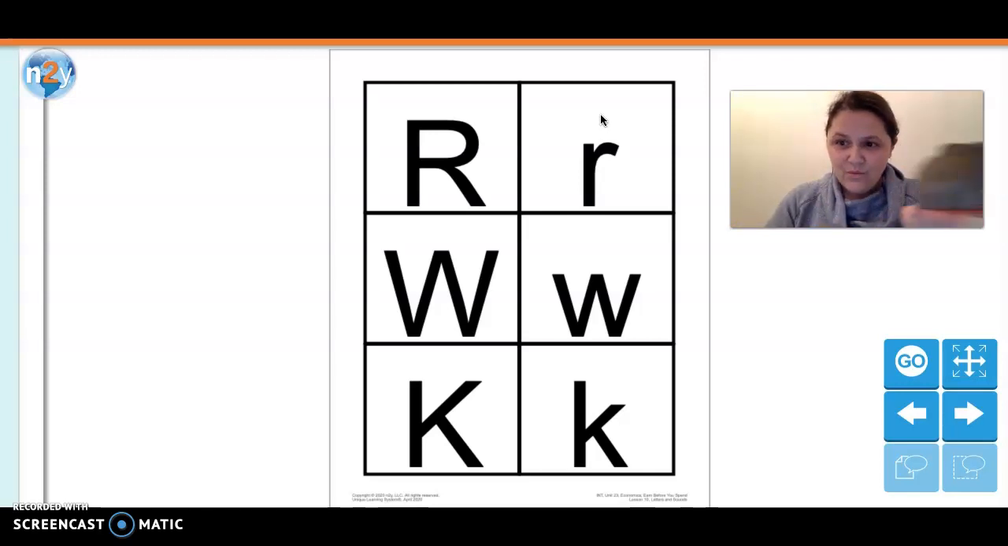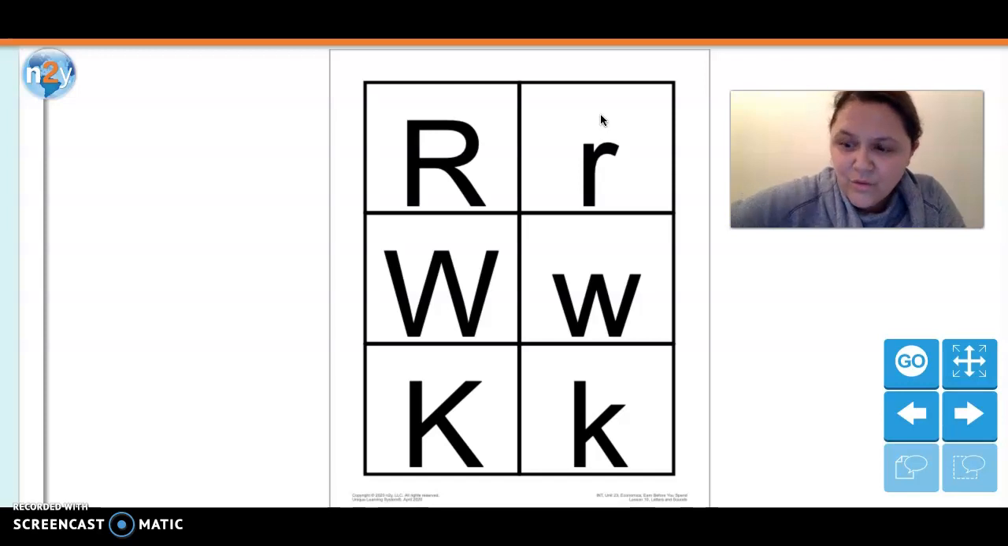It's a rabbit. Rabbit. R. Rabbit. Rabbit. I also found a red marker. Red marker.